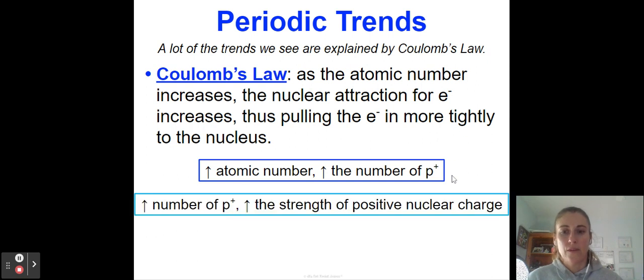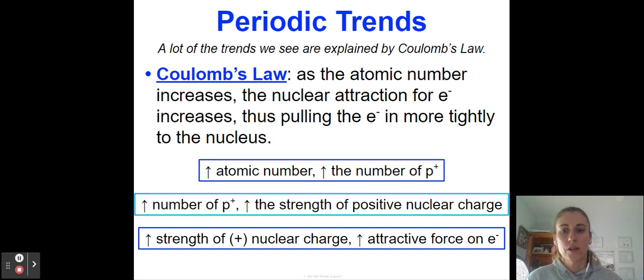And then if you think about it, if you are increasing the number of protons, the nucleus is going to get stronger. So the increased strength of that positive nuclear charge means there's a greater attractive force on the electrons.